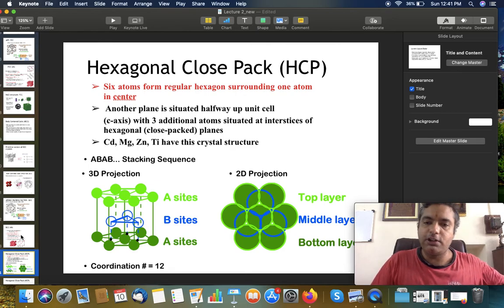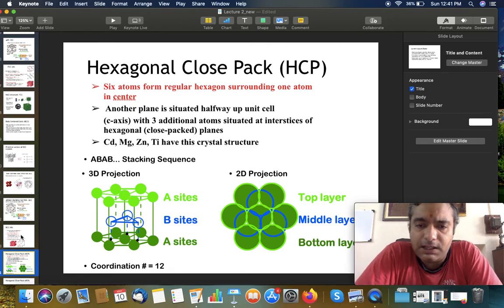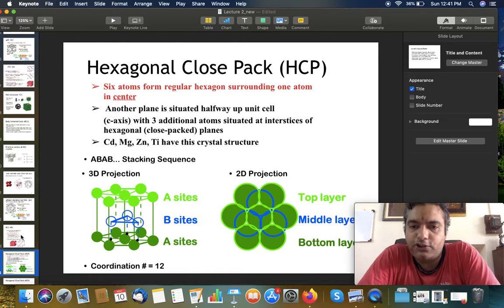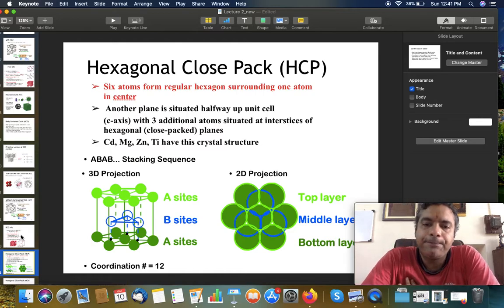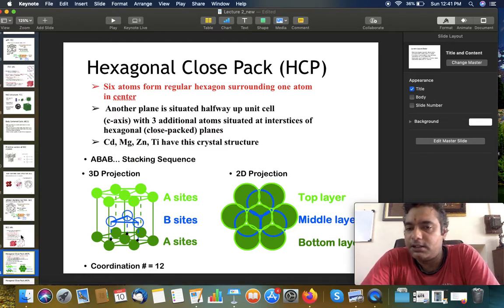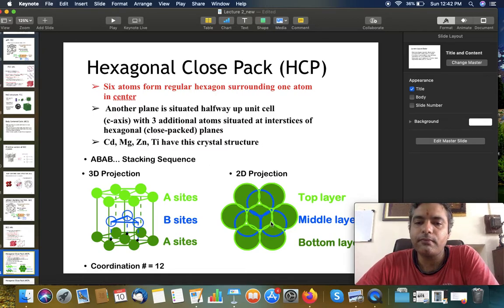It has a coordination number of 12, and we can see a 2D projection. It's already getting complicated, where the first and the third layers are completely overlapping on top of each other, and the in-between layer, represented in blue, has only 3 atoms which is projected on top.